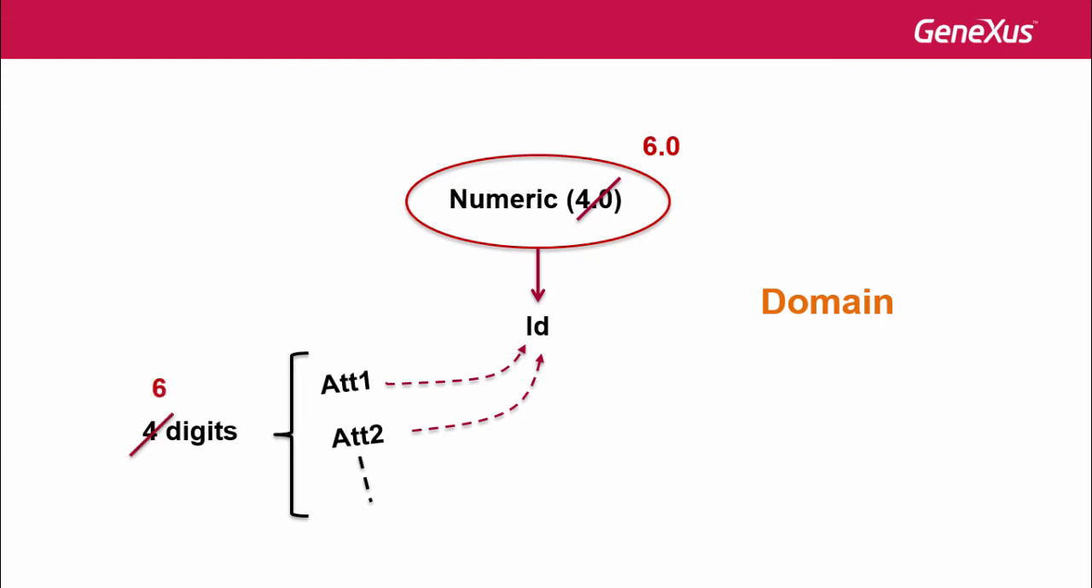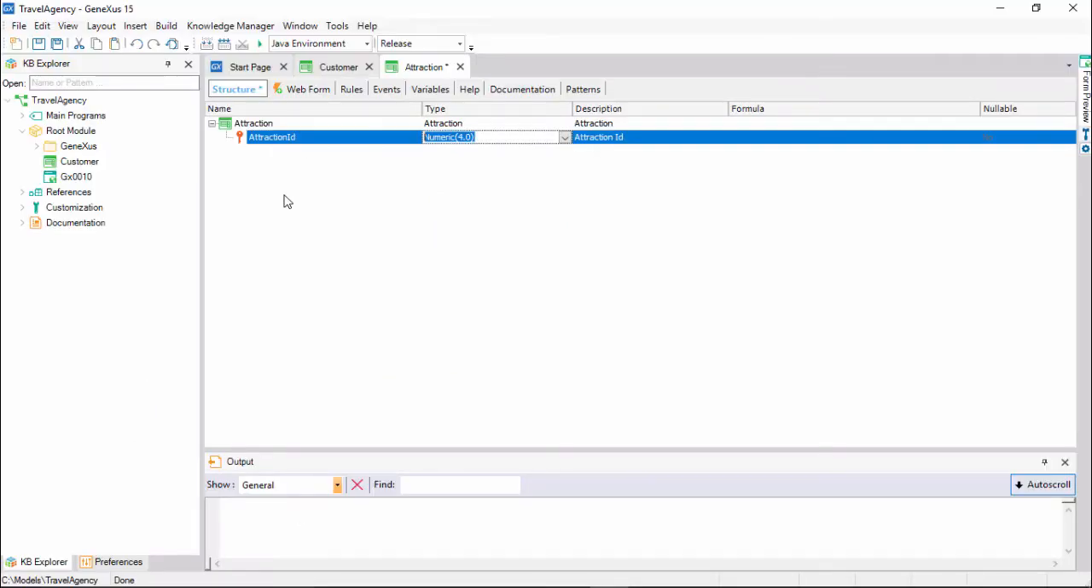To create this, we press the Tab key, and in the type column we write ID equals N, which is then auto-completed with numeric. We leave the 4-digit value suggested by default. After pressing Enter, we can see that the attraction ID attribute has now been set as ID type.